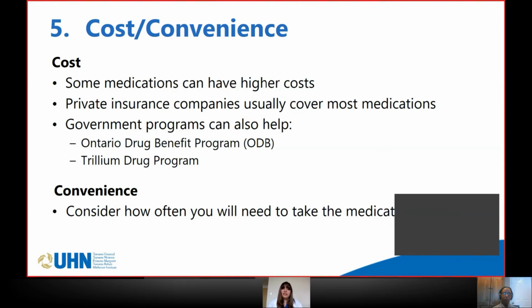And then for convenience, there are certain medications that need to be dosed more frequently throughout the day. And if a patient is consistently having difficulty taking it or remembering to take it, then we might consider an agent that's dosed less frequently to make sure that they're getting the full benefit of the medication. So those were the factors that we consider when choosing a medication for a patient.